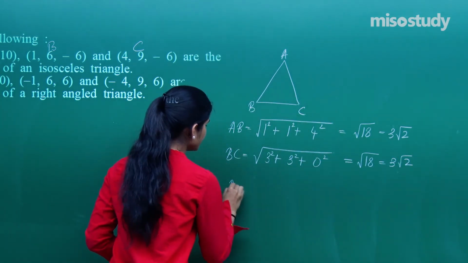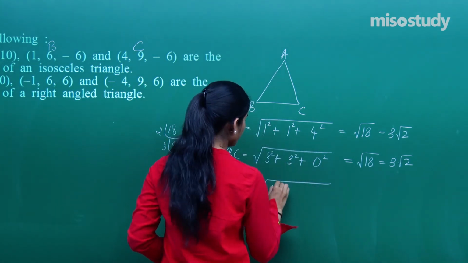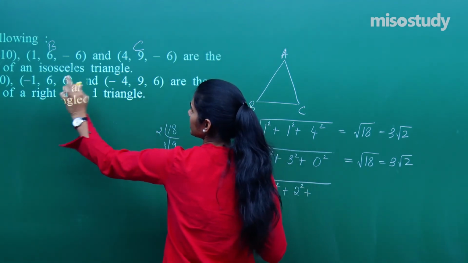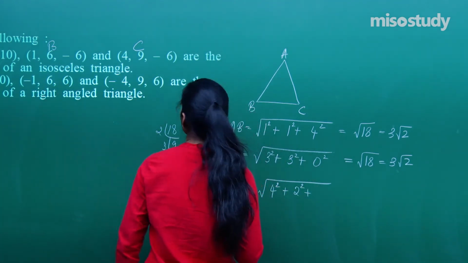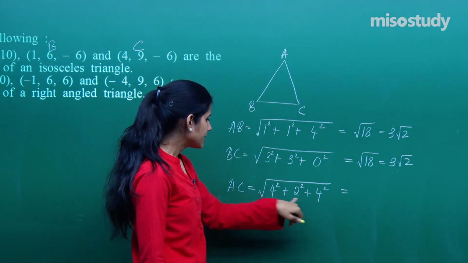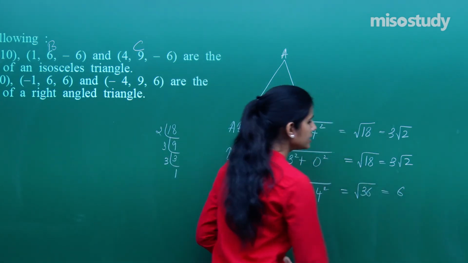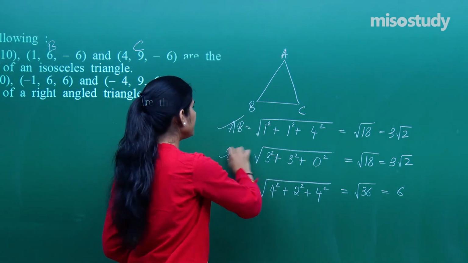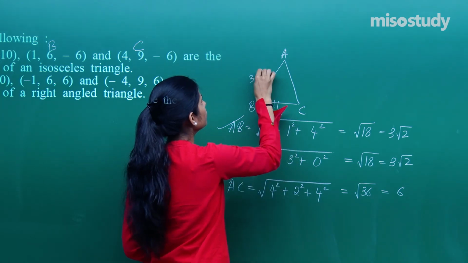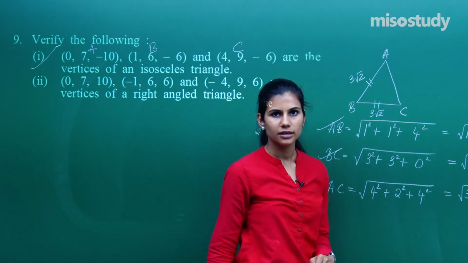And if I talk about AC, it is 4 minus 0 whole square plus 9 minus 7 whole square plus minus 6 plus 10. Minus 6 plus 10 gives you 4 whole square. 16, 16, 32, 32 plus 4, 36. This is root 36, which is 6. You can clearly see AB and BC have come out to be of exact same length, 3 root 2, 3 root 2, and so it is verified that yes, these are vertices of an isosceles triangle.